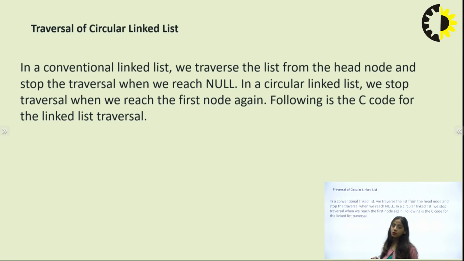Okay. Now I'm going to discuss with you the traversal operation of a circular linked list. In a conventional linked list, what do you mean by conventional linked list? In a linear linked list, we traverse the list from the head node. What we used to do, we used to visit every node of the linked list starting from the head node, and we stopped traversing when we reached null. In a circular linked list, we stop traversal when we reach the first node again.